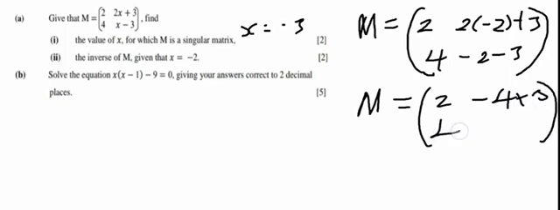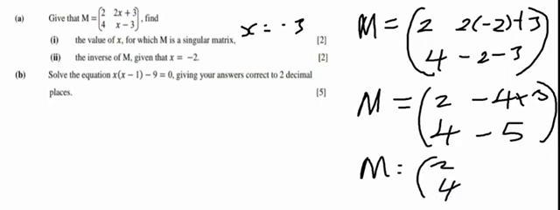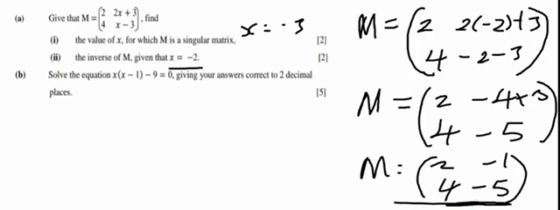Then here we are having 4, which is this one. Then negative 2 minus 3, that is negative 5. Then from there now, matrix M is equal to, here we are having 2, here 4. So negative 4 plus 3, that is negative 1. Then here we are having negative 5. So this one is our matrix M that we are going to use when x is equal to negative 2.